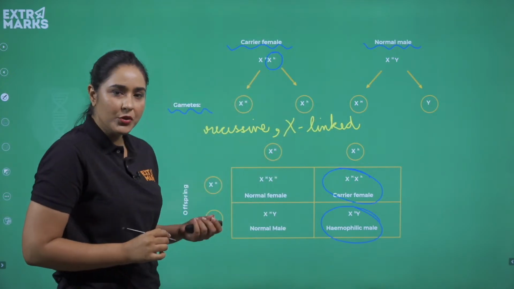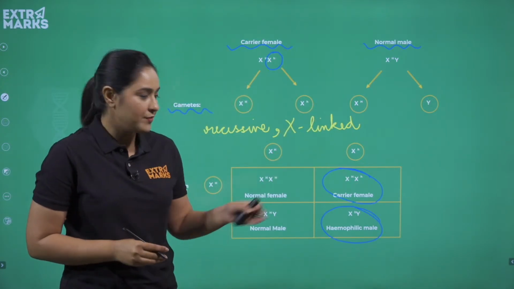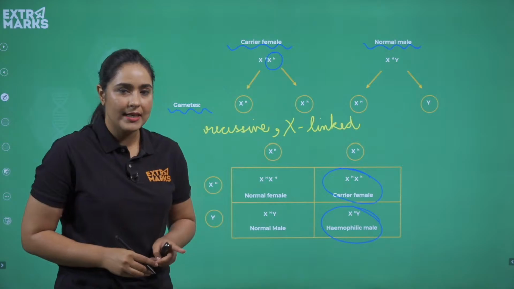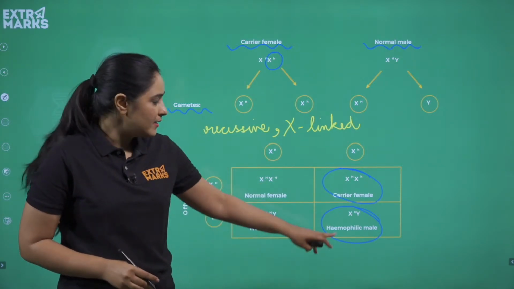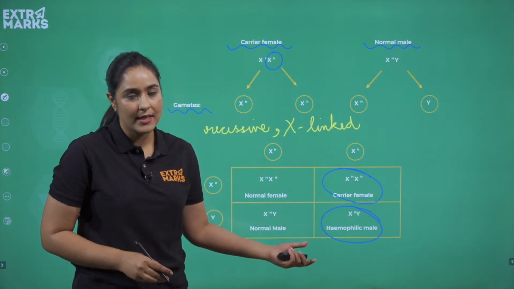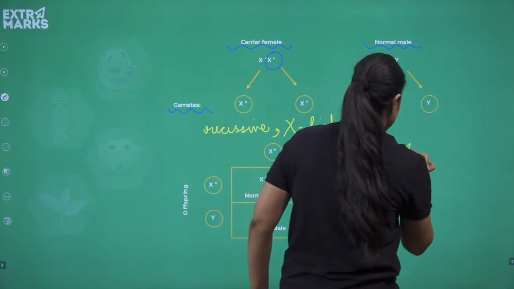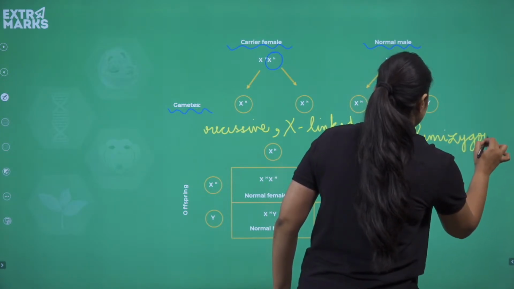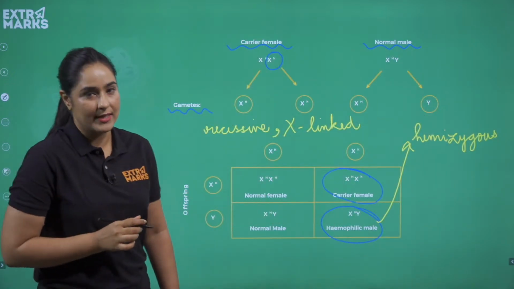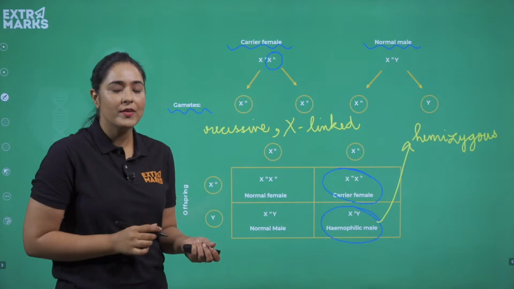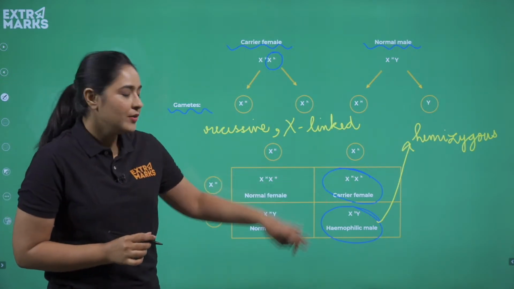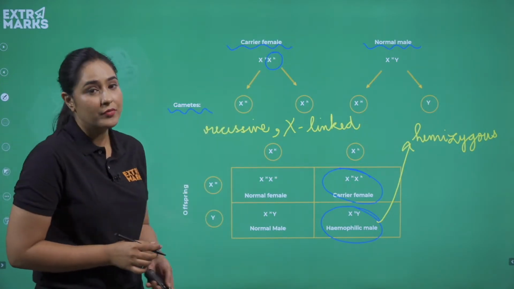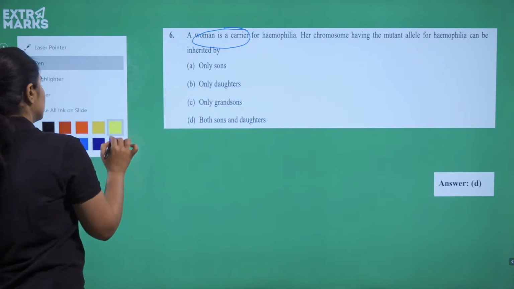So she should be homozygous for this mutant allele if she has this disease. If she is having only one mutant allele here, she is a carrier female, and the son, he is a hemophilic male, as he is hemizygous for it. He will express the disease even if he is hemizygous for this mutant allele. So we are having this disorder, hemophilia, recessive X-linked here, and it is inherited by both the son and daughter here from the carrier female. So we are having the option D correct.